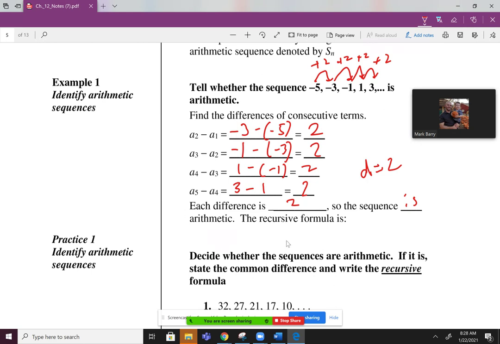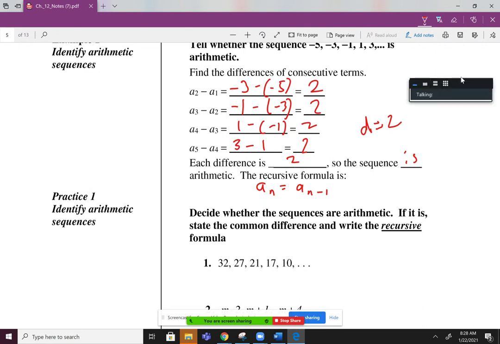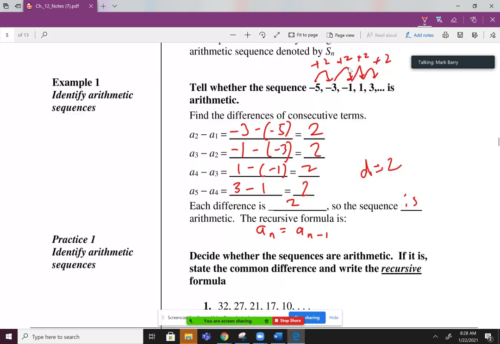Let's go ahead and write the recursive formula for this. For the recursive formula, we always start off with a sub n equals a sub n minus 1. Then we just describe the pattern. We noticed back here, when I was tracking the numbers, that the pattern is a consistent plus 2. So that's nice and easy to put there: a sub n equals the previous term plus 2. The common difference will always be featured in this recursive formula.